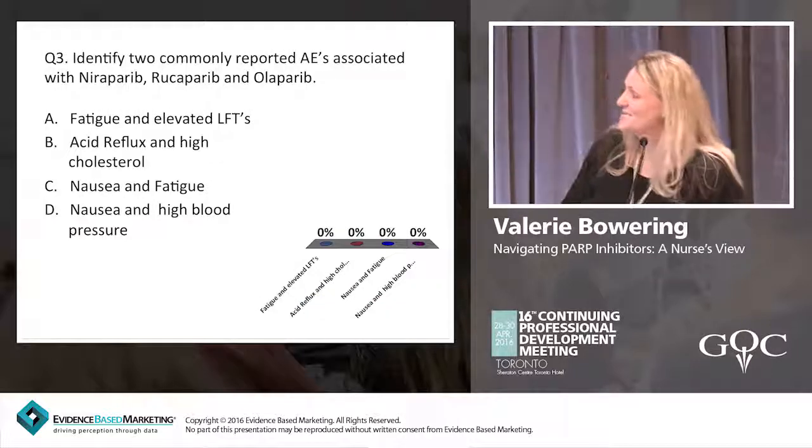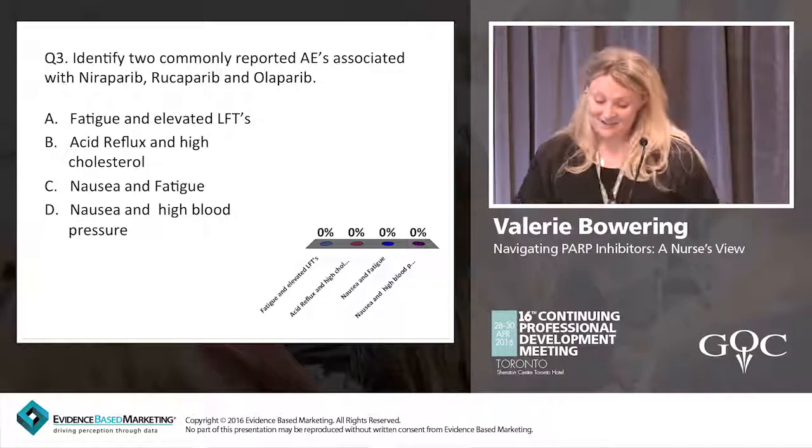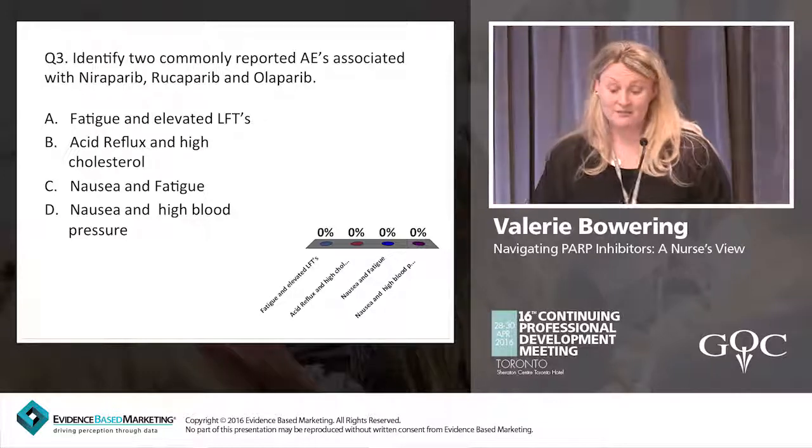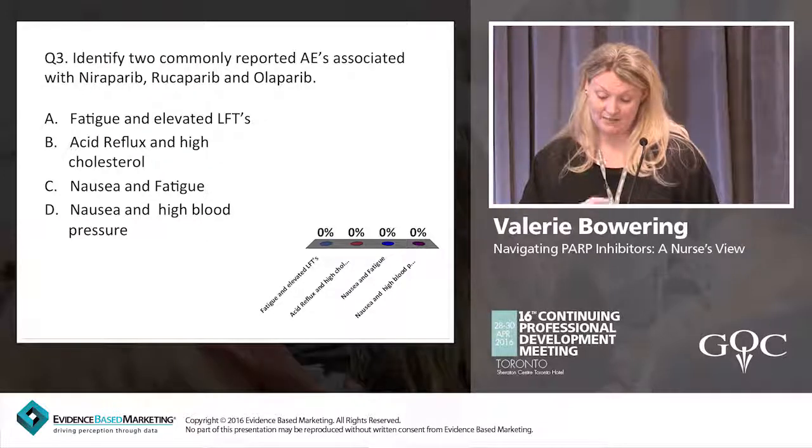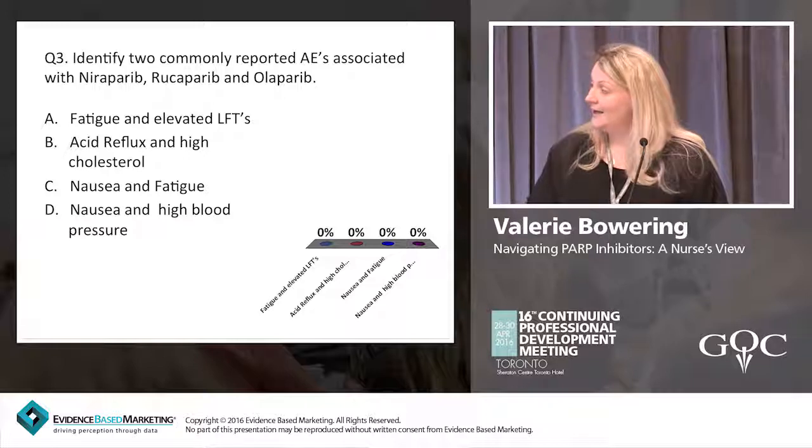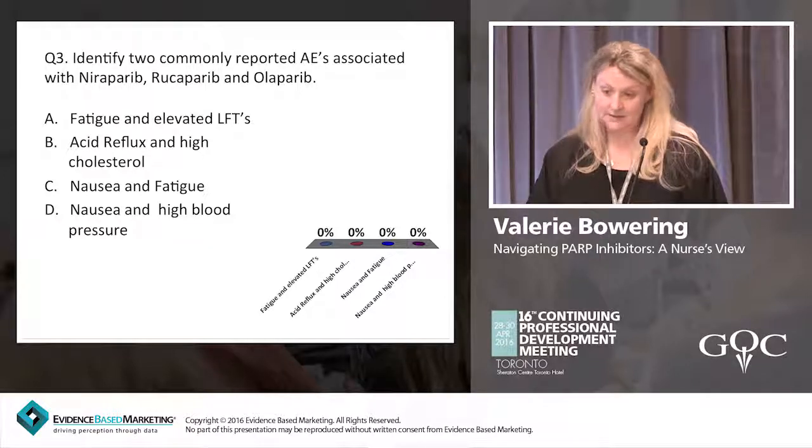Okay, number 3: identify 2 common reported adverse events with niraparib, rucaparib, and olaparib. A, B, C, or D? C. Good.